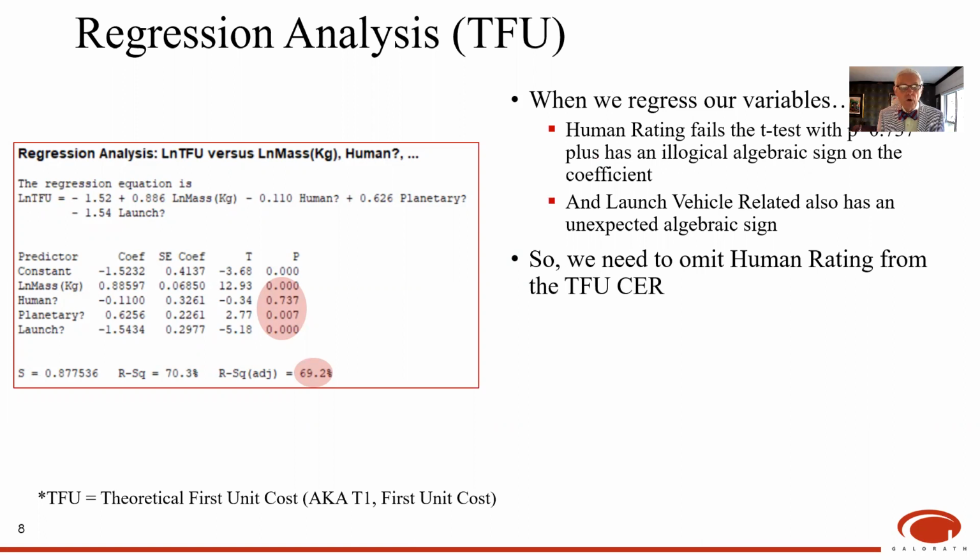But if we look at it a little bit more, we see that not only that, human rating has a negative algebraic sign. So it's an illogical algebraic sign. It's saying that human rating a system makes it cost less money than non-human rating. And also, if we keep on looking at that equation, those terms, we'll see that launch vehicle related also has an unexpected negative algebraic sign. So this is telling us we need to do something with this CER. And what we need to do is omit human rating from the TFU CER.